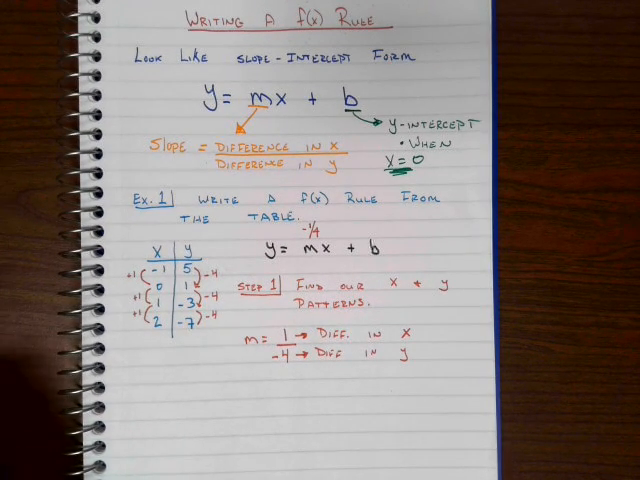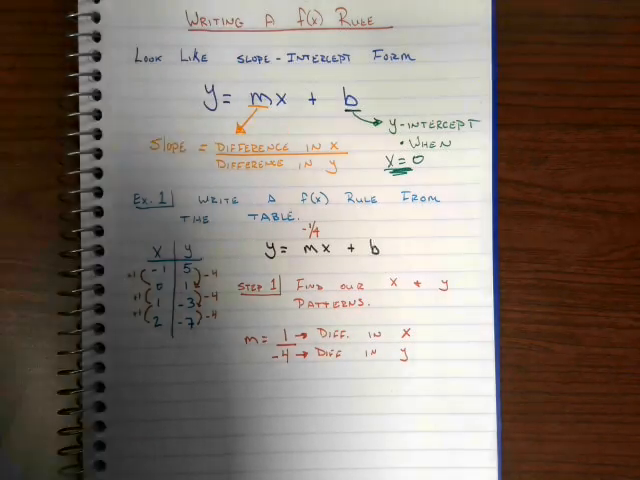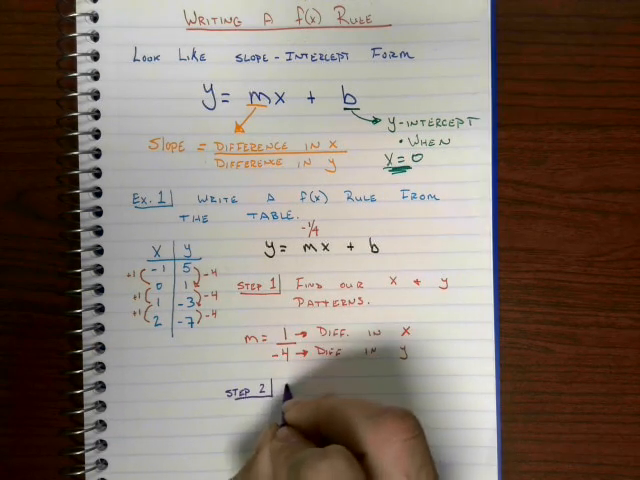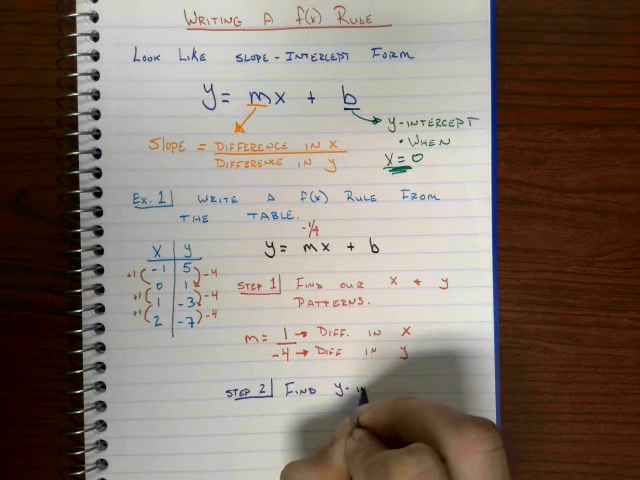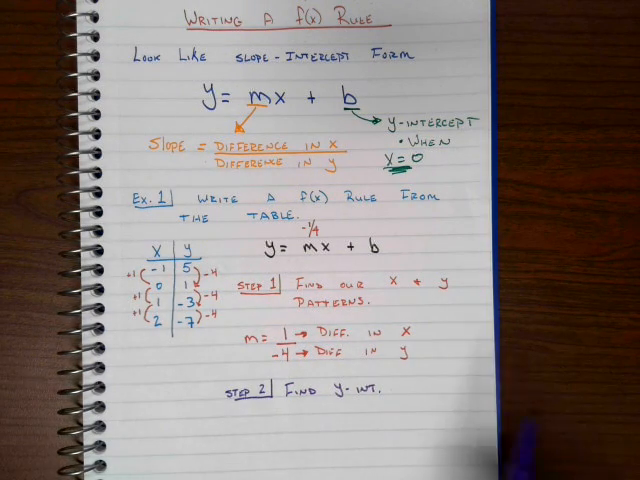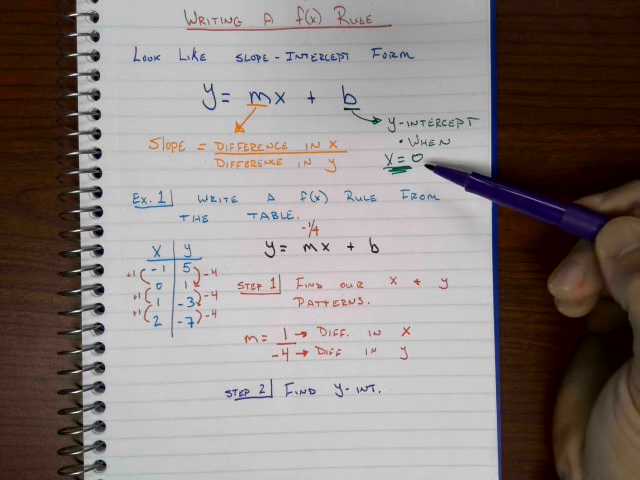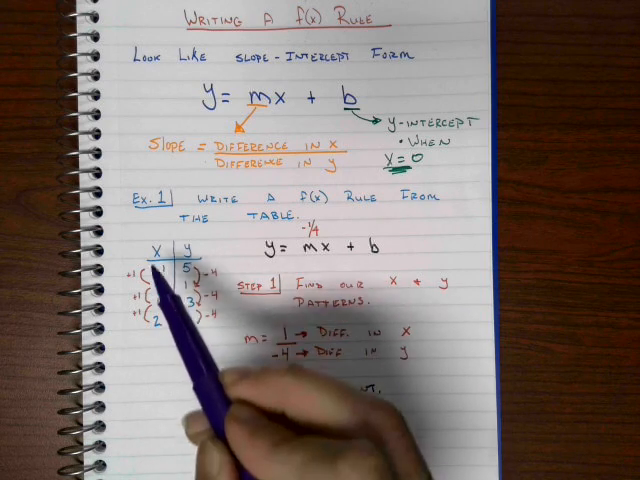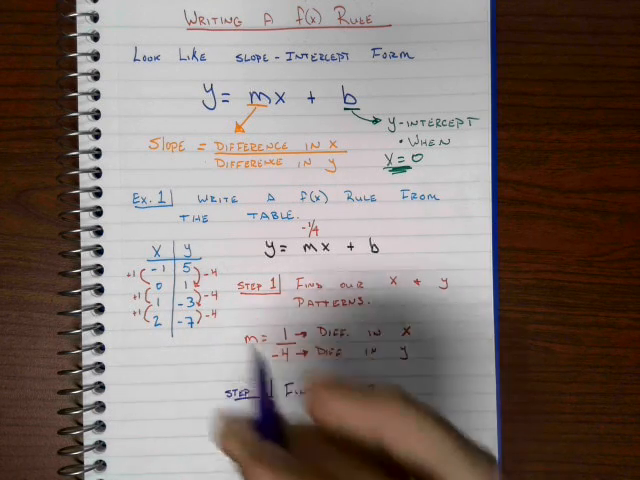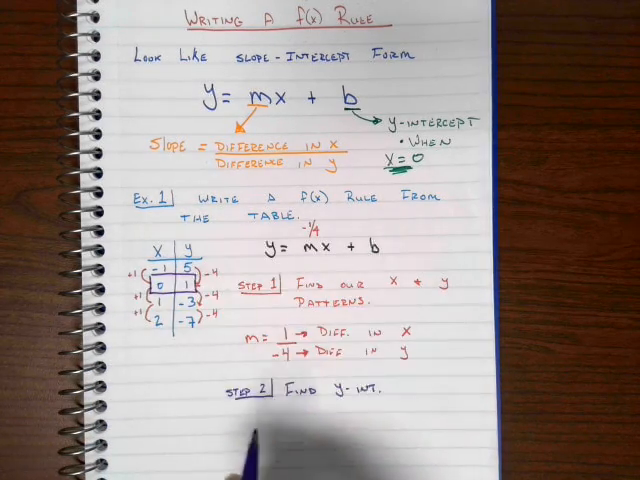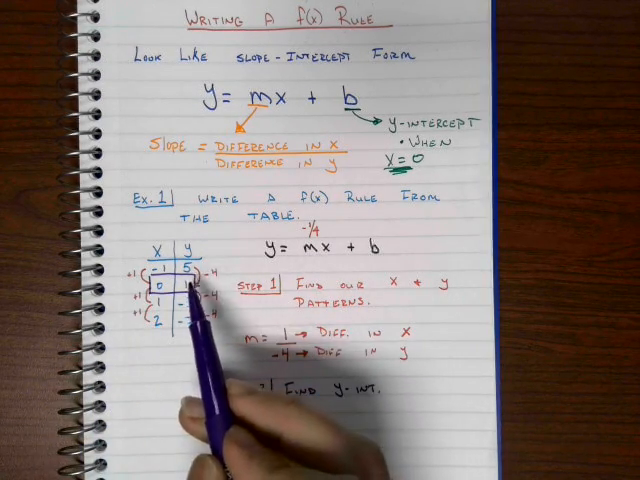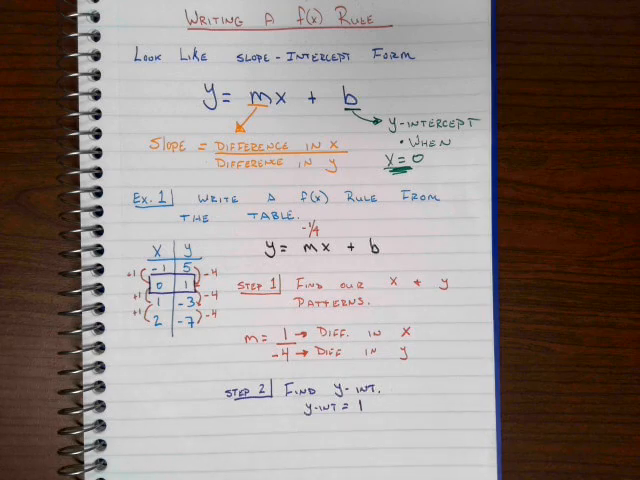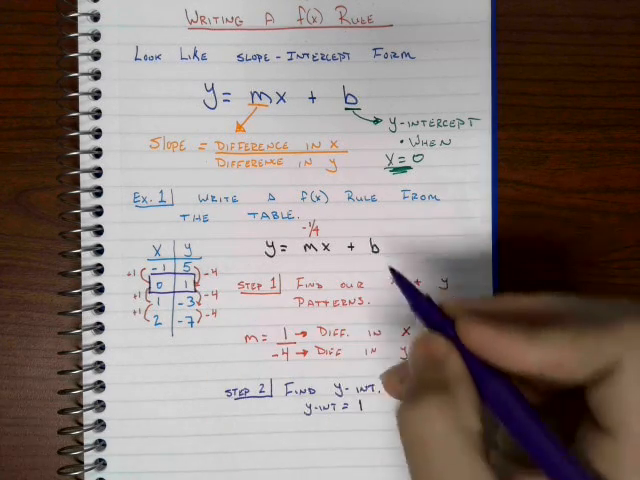And then step 2, we're going to find the y-intercept, okay? And if we go back to our definition of a y-intercept, our y-intercept is when x equals 0. So look at the table. Look through our x values. Is there any point where x equals 0? Yes, x equals 0 right here. Well, what's y when x equals 0? Y is 1. So your y-intercept is equal to positive 1. Okay, because it's positive 1 right here. So my b is just positive 1.